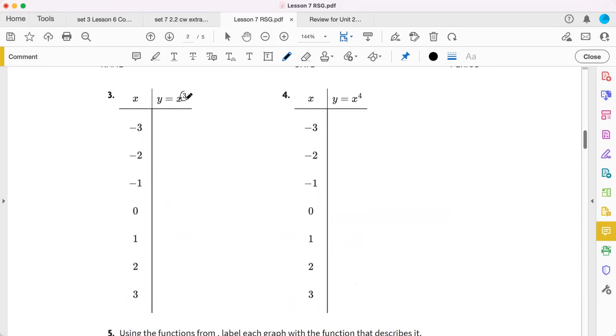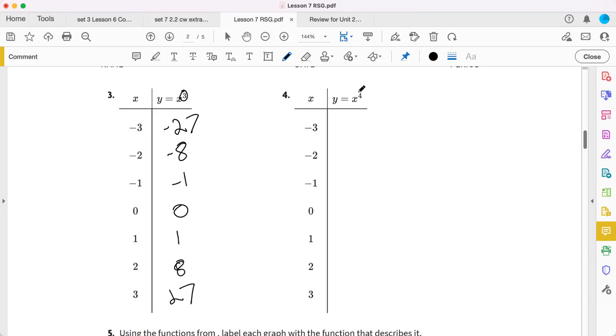So notice it's an odd exponent. Maybe there's some inconsistency with just staying positive, or it might fluctuate. So -27, -8, -1, we hit 0, and now we bounce back to a happier time of positive numbers like 8 and 27.